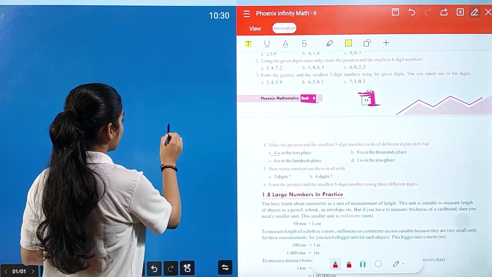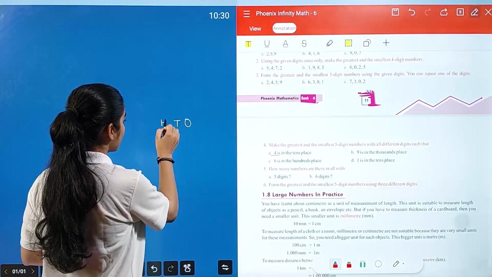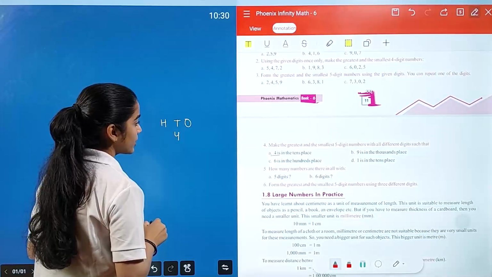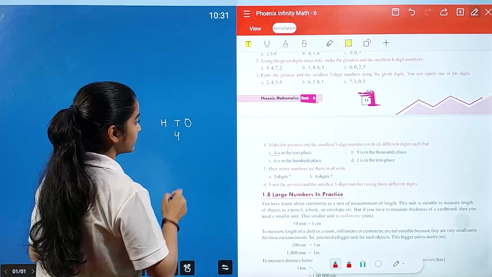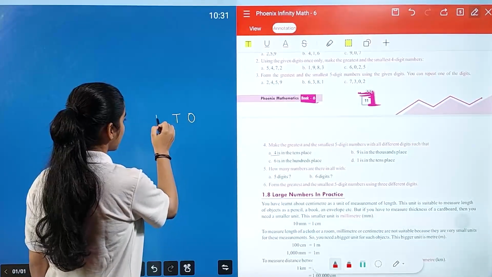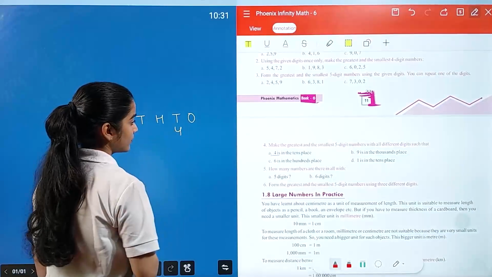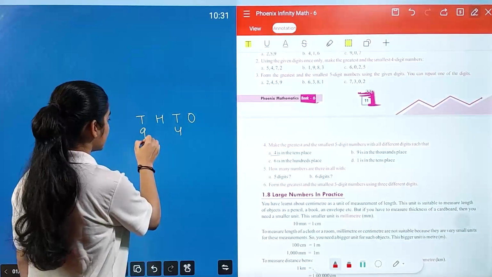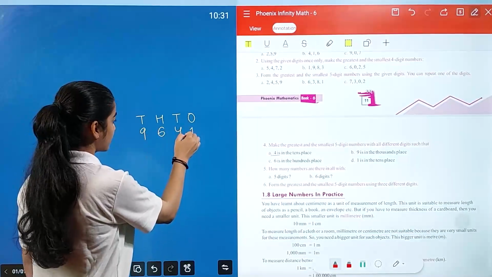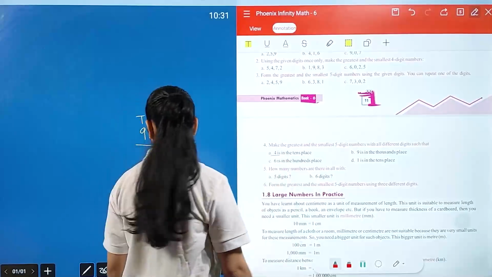So for this tens value, ones, tens, 100. Now place it at 4th place. Now you have to make it the greatest number. So you can do ones, tens, 100, 1000. 9 would be at this place, and 6 this, and 1 here. So this is the greatest number we have by using this place value.